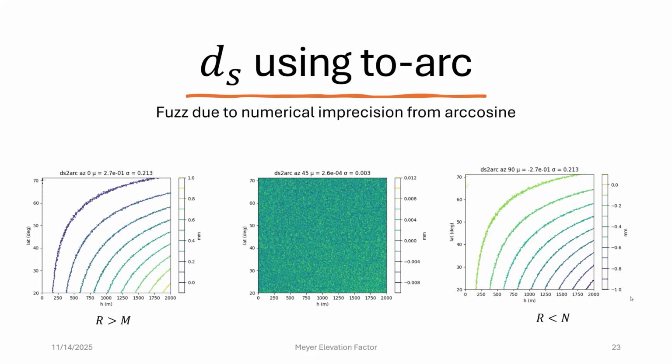This is what we get when we reduce using the formula where we go to d sub e, the arc. This is an interesting example of finite precision arithmetic.